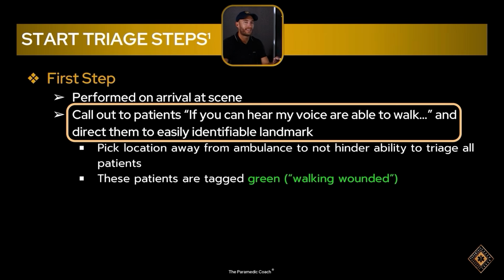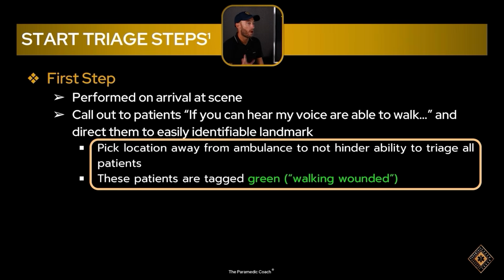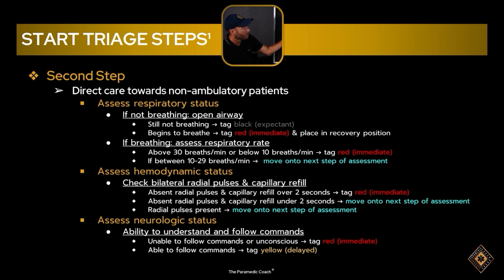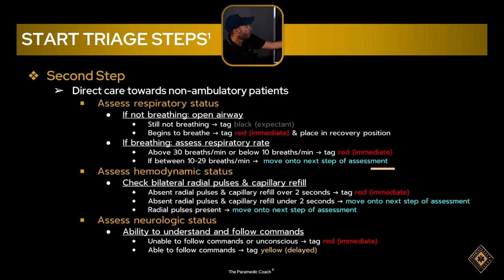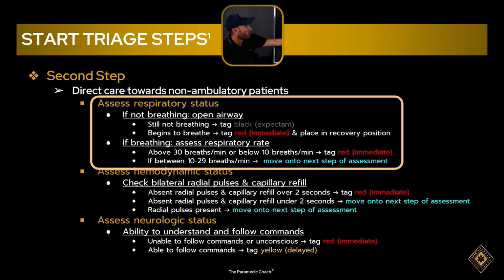Now, first step. Call to your patients. Can you hear my voice? Can you walk? Pick a location away from the ambulance so we don't have mixing of patients. And we tag them green. Now, this is where we get into step 2. Step 2, we assess the patient who's non-ambulatory. We walk up. Is the patient breathing? If they're not breathing, open the airway. If they're still not breathing, tag black. Begins to breathe, tag red, recovery position on their side.